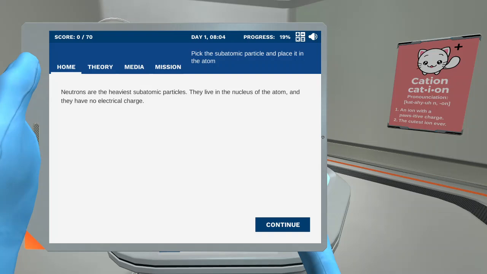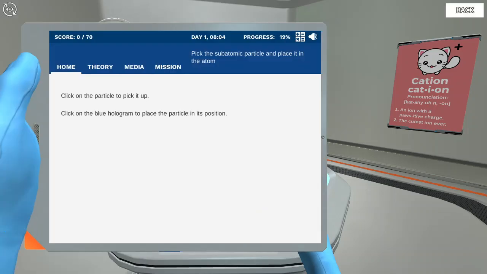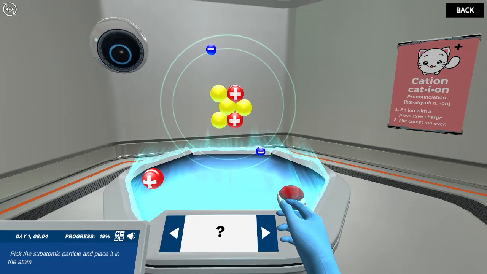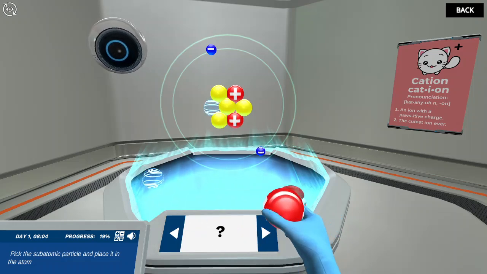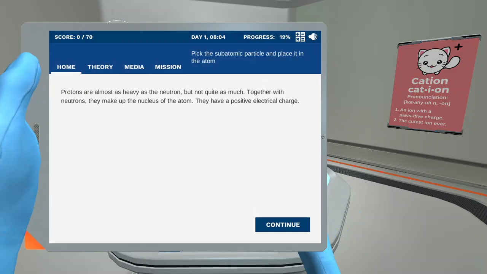Neutrons are the heaviest subatomic particles. They live in the nucleus of the atom, and they have no electrical charge. Now, add a proton to the nucleus. Protons are almost as heavy as the neutron, but not quite as much. Together with neutrons, they make up the nucleus of the atom. They have a positive electrical charge.